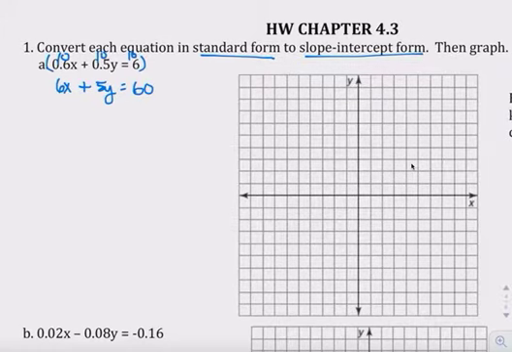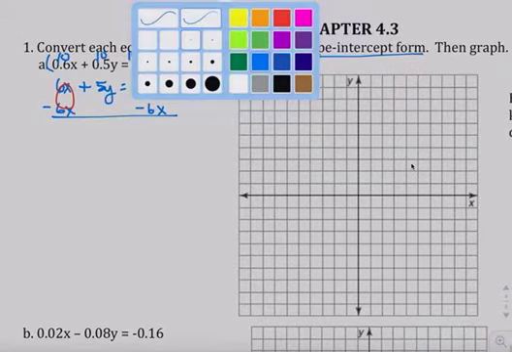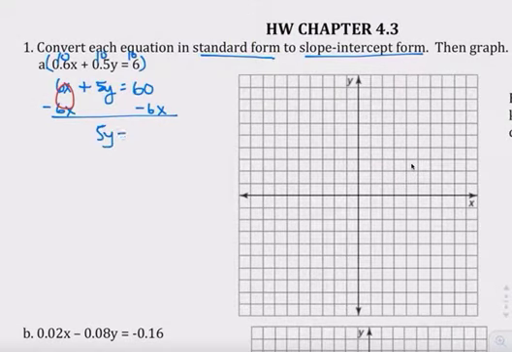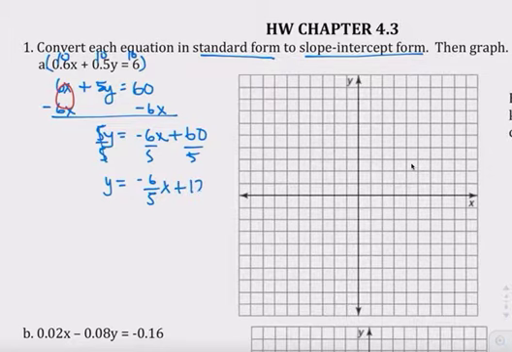Okay, and then you subtract 6x because you want to get y by itself. Okay, that's 0 right here. You get 5y equals negative 6x plus 60. Divide by 5, divide by 5. You get y equals negative 6 over 5x plus 12.